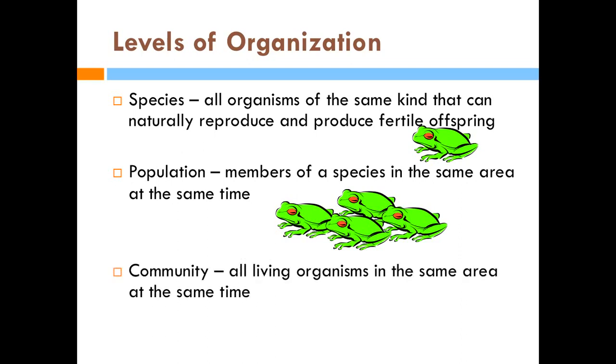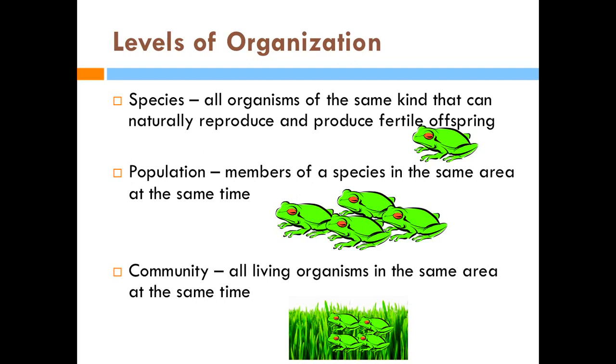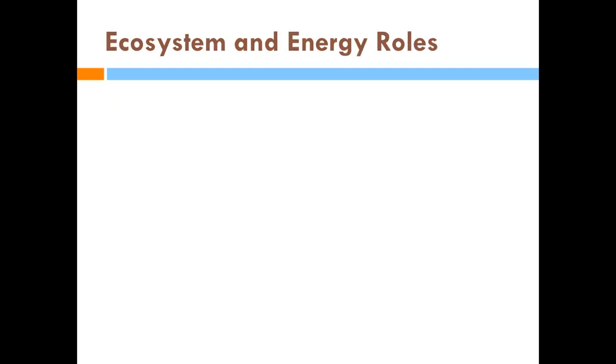Then we can move up a level to the community. In a community, we have all of the living organisms in the same area at the same time. Again, they're existing in the same space and time, so they can interact with one another. So we have our population of green tree frogs, and then maybe we add some grass, a fly, a robin with a worm, a squirrel. So all of these things make up the community.